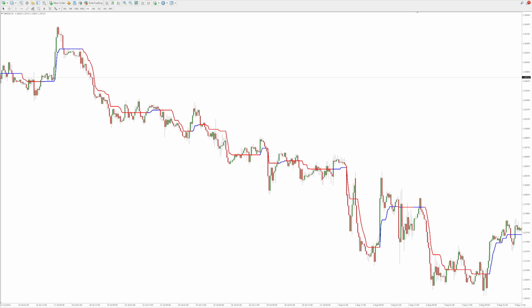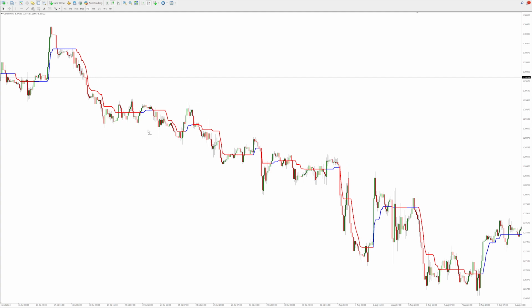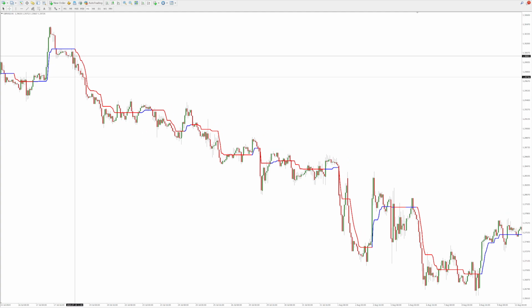Hi traders, welcome to my video on the Magic Trend Indicator. Stick around and I'm going to show you how you can capture moves such as this one for over 300 pips on the pound dollar.